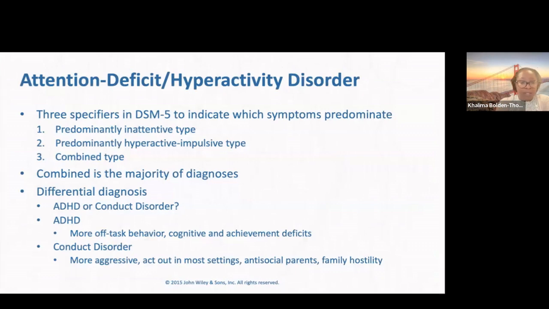As I said, we've got our 3 specifiers, which symptoms predominate, or if it's combined type. Combined type is the majority of diagnoses. As of the last data I had on this was 2018, I want to say. And differential diagnosis, there's often a differential between, is this ADHD, is this conduct disorder, intermittent explosive disorder? ADHD, we see more off-task behavior, cognitive and achievement deficits. Conduct disorder is about aggression, is about antisocial engagement.